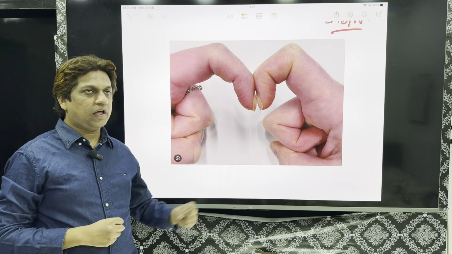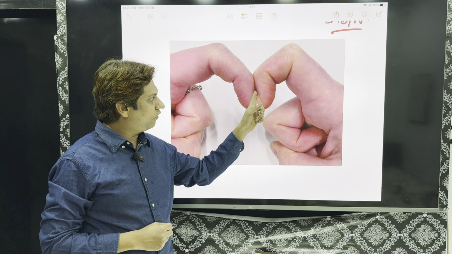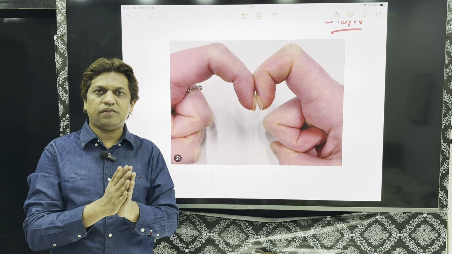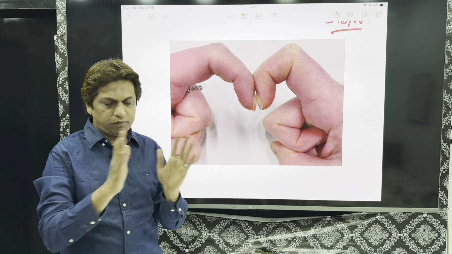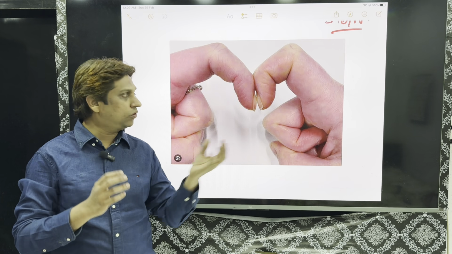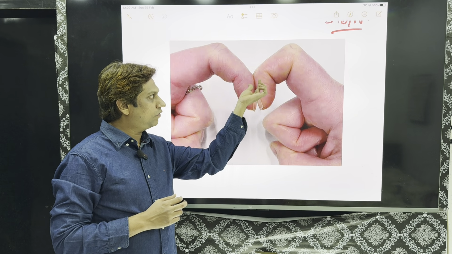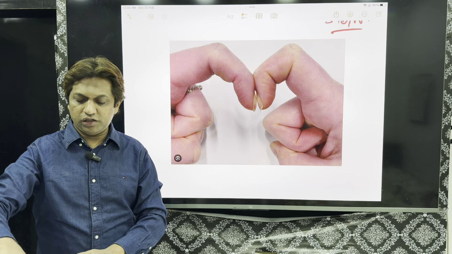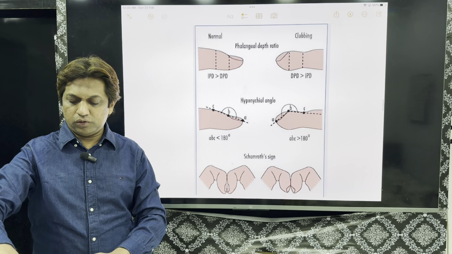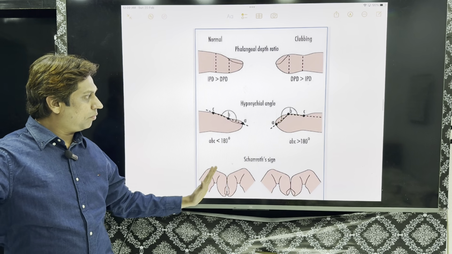And normally if you do like this, you can see there is some window or a diamond shaped space visible. That is a normal thing. If this space is obliterated or not seen due to this bulbous enlargement of the terminal part, that is the clubbing. So you have to ultimately see these three things to tell the clubbing. On this side this is the normal, these are the clubbing.